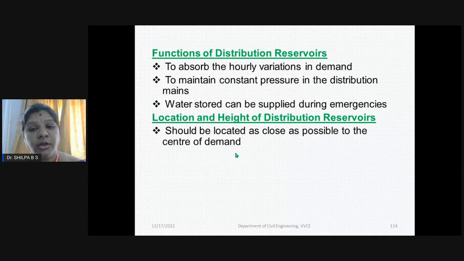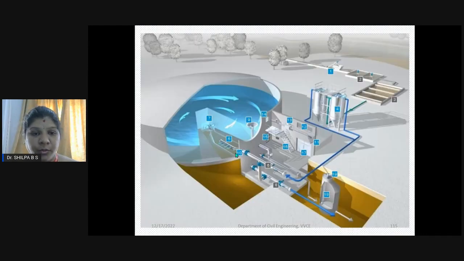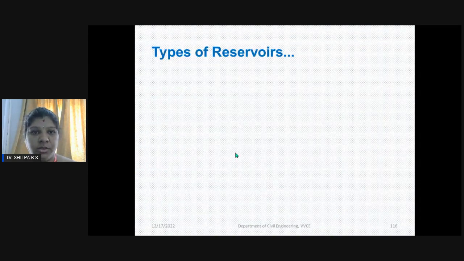The location height of the distribution reservoirs should be located as close as possible to the center of the demand, and the water level in the reservoir must be at sufficient elevation to permit the gravity flow at an adequate pressure. Okay, so this is one representation of how the impounding or service reservoir is.